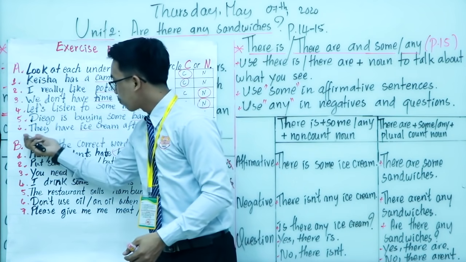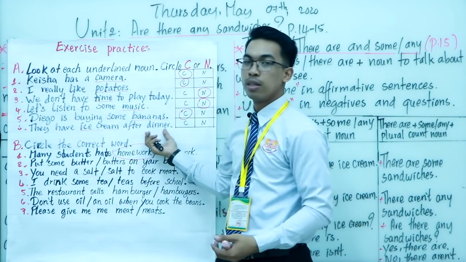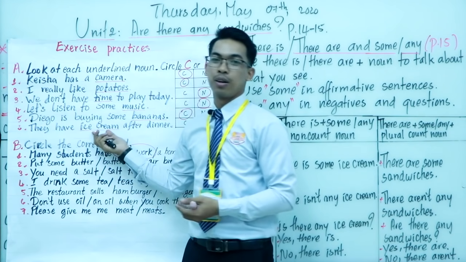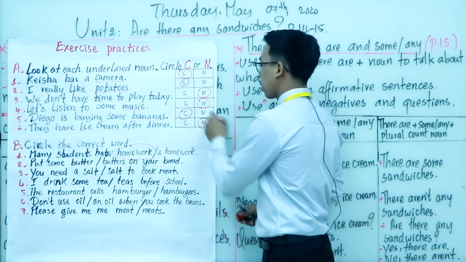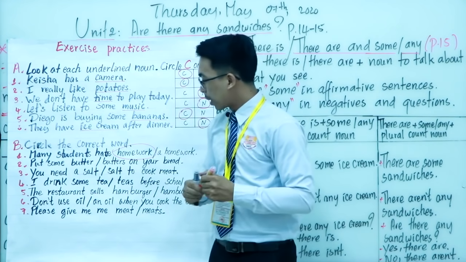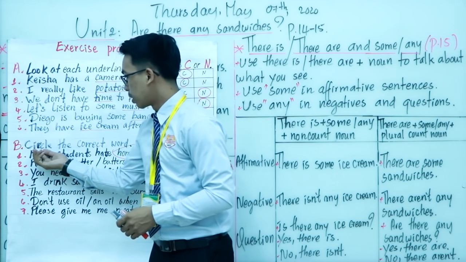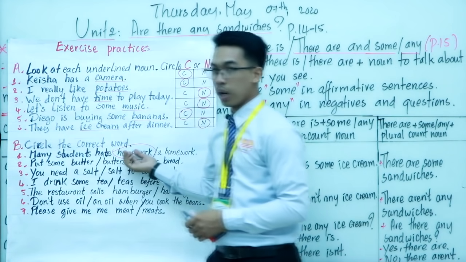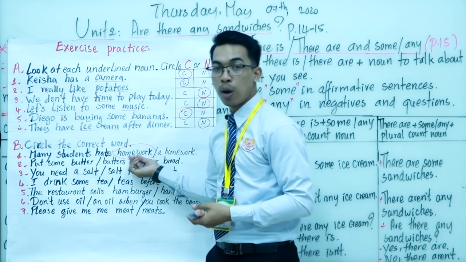Next, the last one, they have ice cream after dinner. So is it count noun or non-count noun? Of course, non-count noun. We cannot count ice cream, okay? Very good. So now let's move the attention to section B, which is about circle the correct word. And I also have the sample for you in number 1.